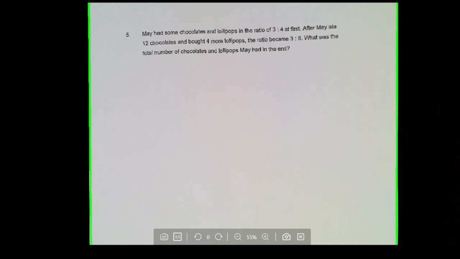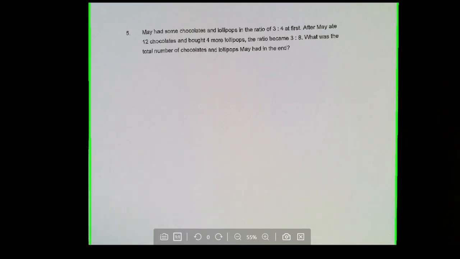Okay, so the trick that you have to use, you have to know before going into PSLE, okay, and the trick that you have to use in this case is forming equations.